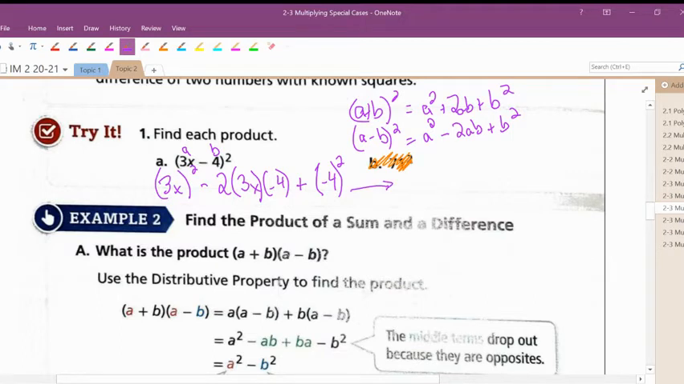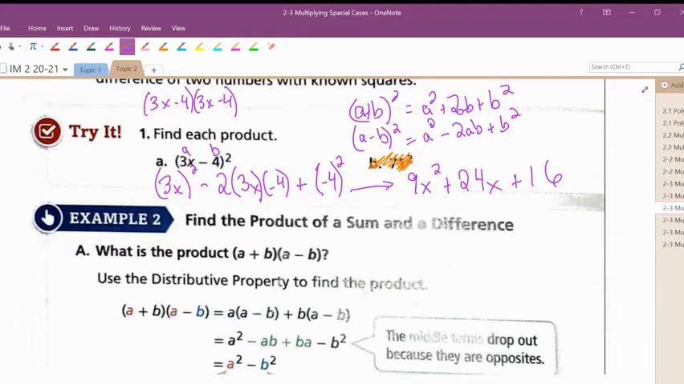So now we just have to simplify it. (3x) squared, we square the 3, we square the x. Minus 2 times 3x times negative 4. Negative 2 times 3x is negative 6x. Times negative 4 is a positive 24x. Whoops, where'd my x go? And then lastly, negative 4 squared is a plus 16. Again, it would have been the same as if you did 3x minus 4 times 3x minus 4. Which way's quicker? I'm not sure, but whatever you're better at, I suppose.